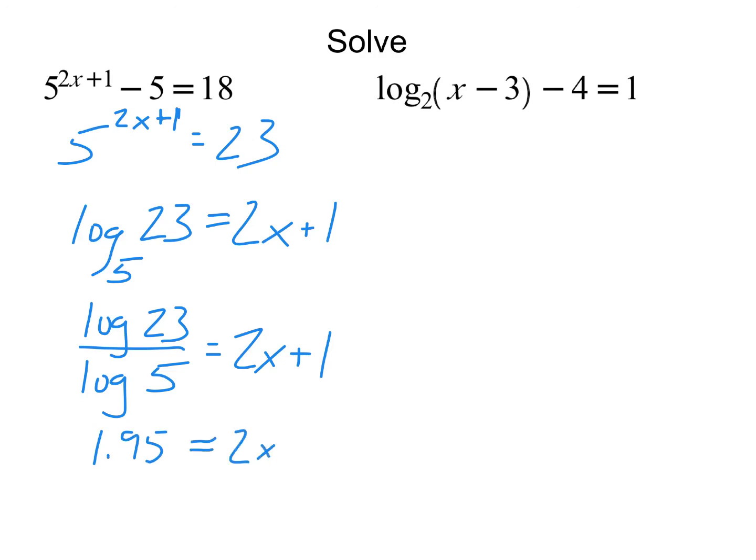And that gives us 2x plus 1, so then we solve it from there. We subtract 1 from both sides, then we divide both sides by 2, and you should get that it's about 0.47 for x.